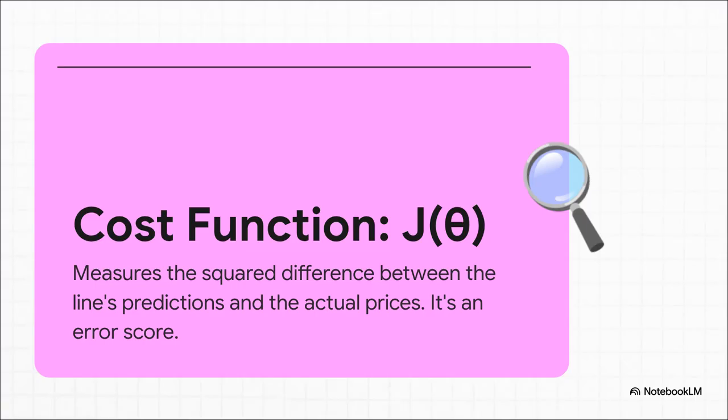So here's what it does. For any line the machine tries out, the cost function looks at how far away that line's predictions are from the actual house prices in our data. It measures the gap, the error. So a line that's way off from the real data points, boom, it gets a really high error score. But a line that slices right through the middle of the data, getting super close to all the points, that one gets a very, very low error score.